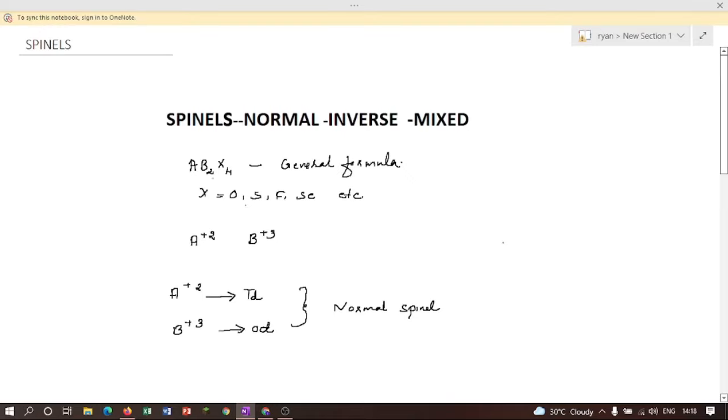Second one, if the divalent cation goes into the octahedral void, and the trivalent cation occupies both, half of the tetrahedral void and half of the octahedral void, this is the combination of inverse spinel.